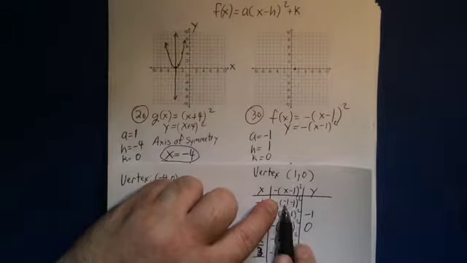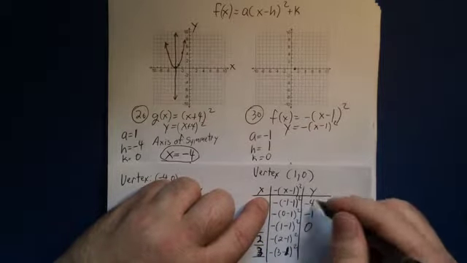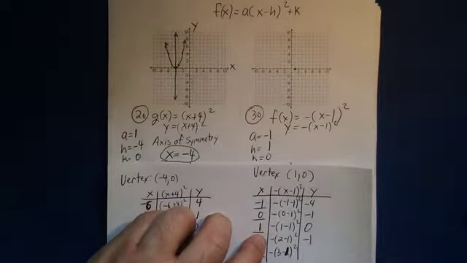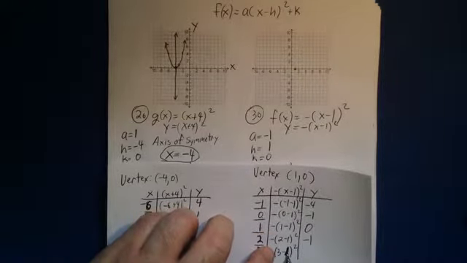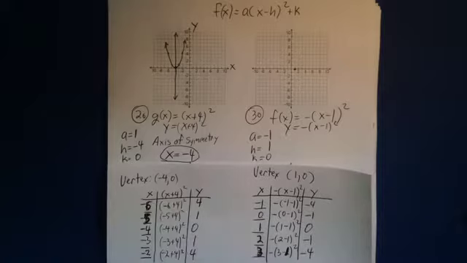Negative 1 minus 1 is going to be negative 2. Negative 2 squared is 4. Negated, negative 4. 2 minus 1 is 1. 1 squared is 1. Negative 1. 3 minus 1 is 2. 2 squared is 4. Negate that. We come up with negative 4.